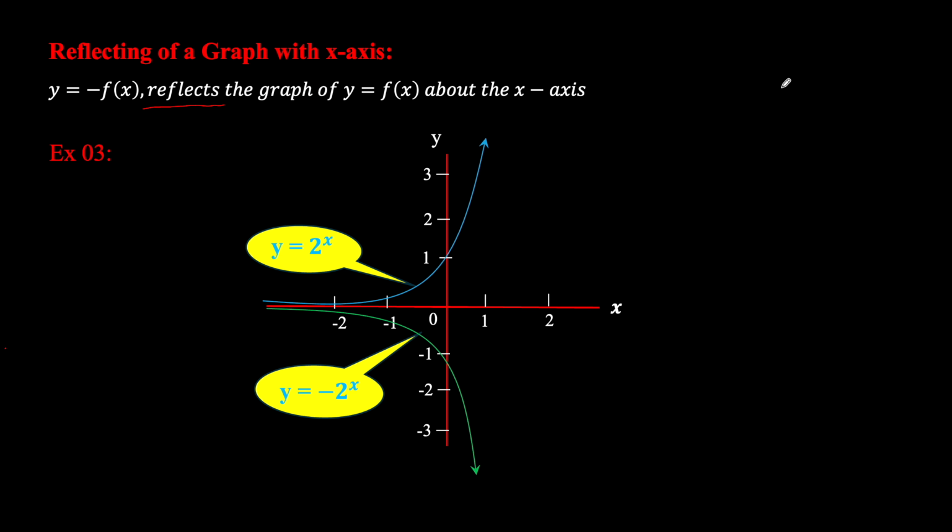Or for example, we also had this, x squared, right? So if I want to reflect it about the x-axis, I will do it as follows. I will just take this. This is minus x squared, okay? So this is the idea.